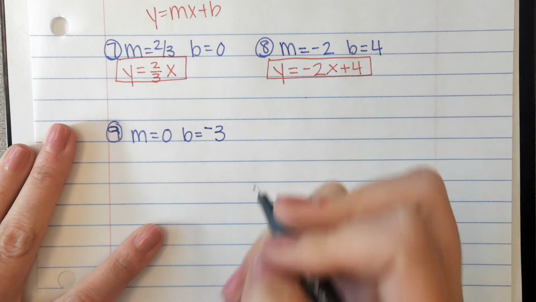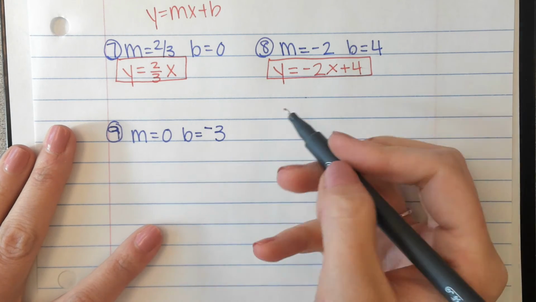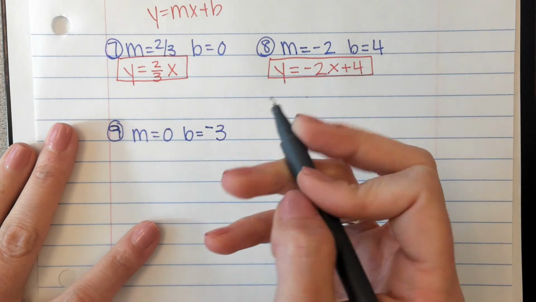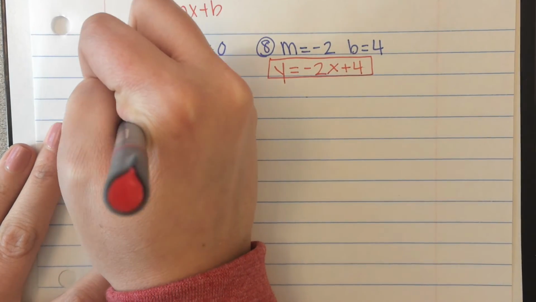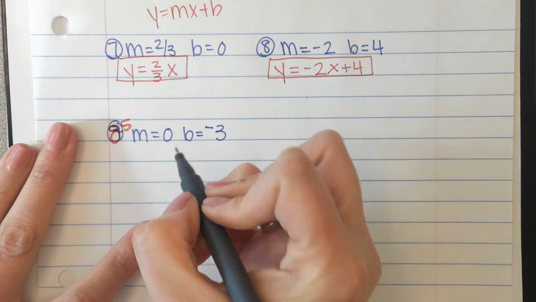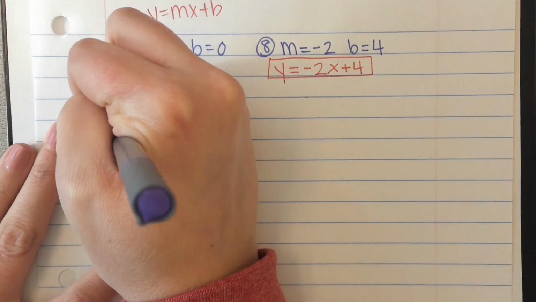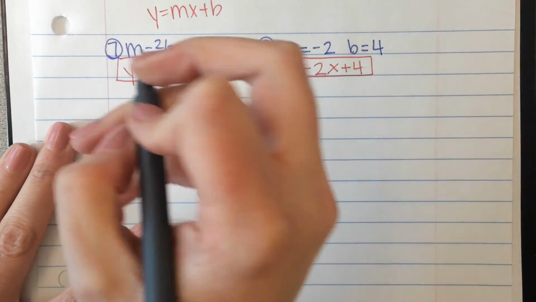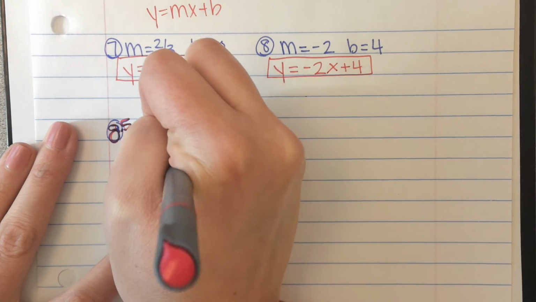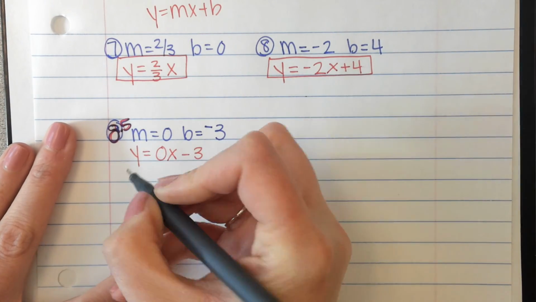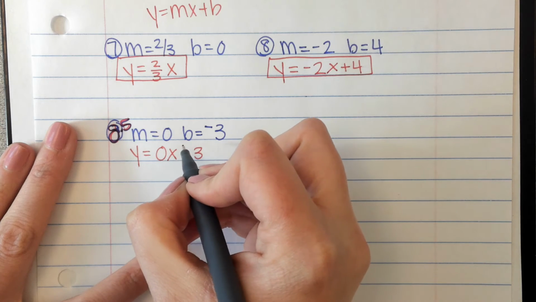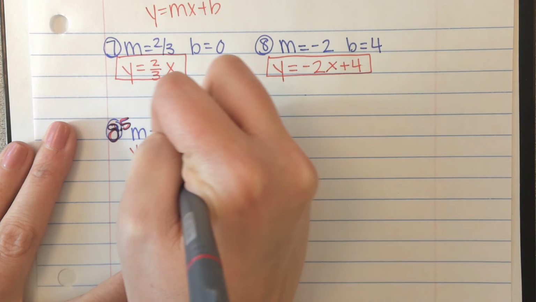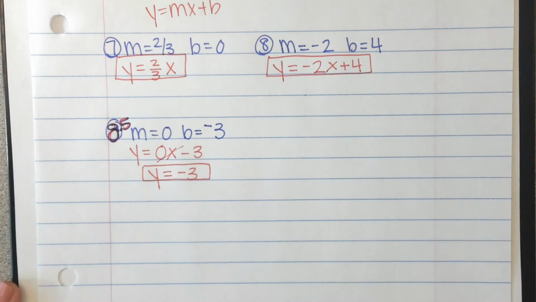And number 9, which actually, looking ahead at other examples, I accidentally made 2 number 9s. So if you want to call this one, let's call it 8.5. Example 8.5. Here, I'll use the purple, and that'll make it look more official. Okay. So m is 0, b is -3. So that would be y equals 0x minus 3. What do we know about anything times 0? It disappears. So that would be just y equals -3. Okay?